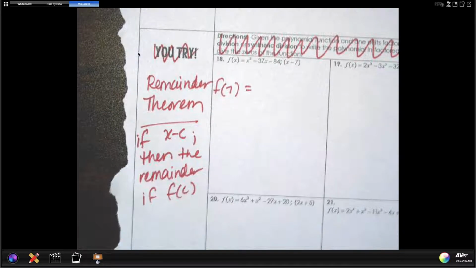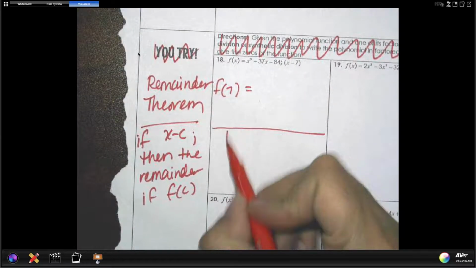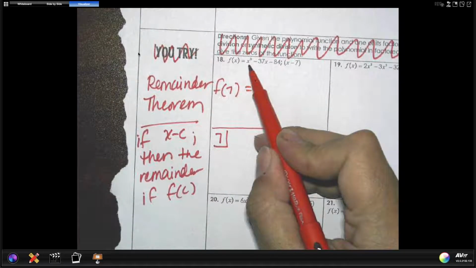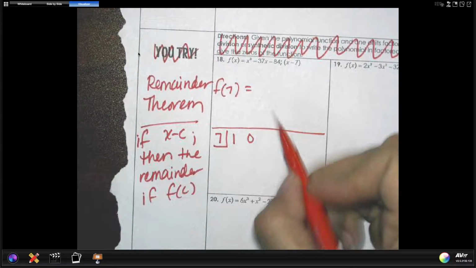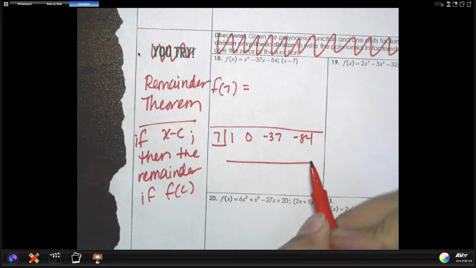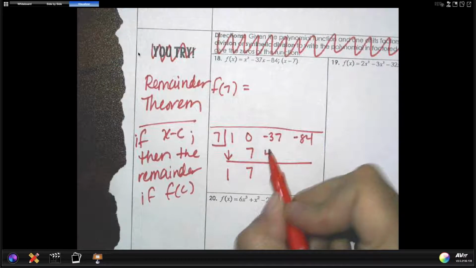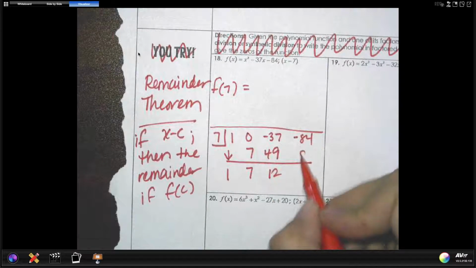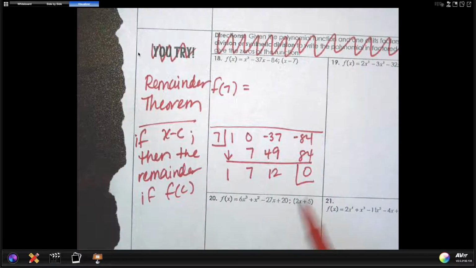So what we did previously is, and I'm going to do it right here, we did synthetic division. So we knew we'd put a 7 here. I'm going to put a 1. I have a missing term for x squared, so 0, negative 37, negative 84, okay? We do synthetic division. And this here is my remainder. My remainder here is 0, okay?